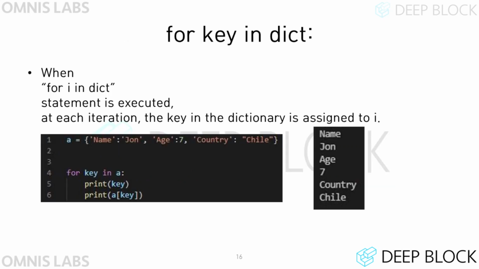In a dictionary, each item is a key and value pair. However, if you run the code in the slide, you can see that only the keys, not the key value pair of the dictionary, are assigned one by one to the variable existing between for and in. The for key in A statement shown in the slide means that the keys existing in a dictionary named A are assigned to the variable key during the iteration. Therefore, the program prints the key first and prints the value corresponding to the key.